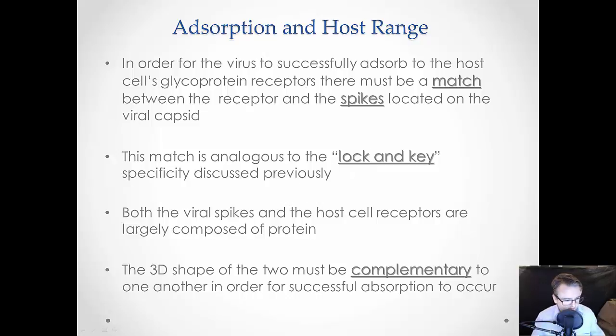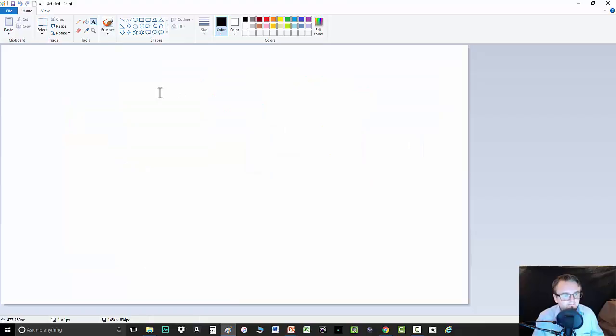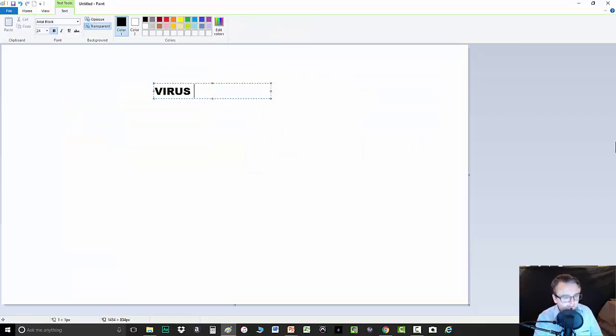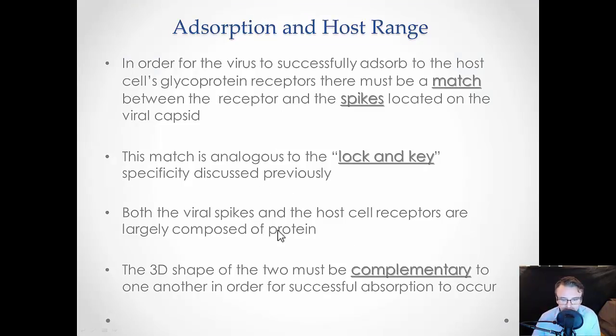In this analogy, let's type this out here. In this analogy, the virus is like the key, and the host receptor is the lock. So the host cell has a lock, and the virus is essentially going to come along and enter by attaching to that lock and opening up the door, as we analogized earlier.